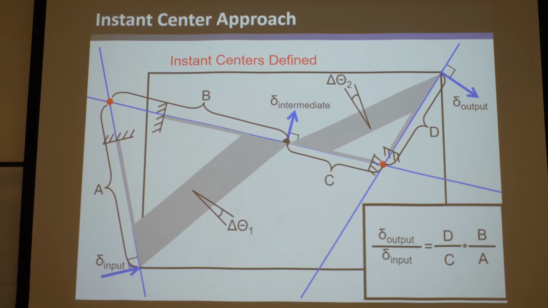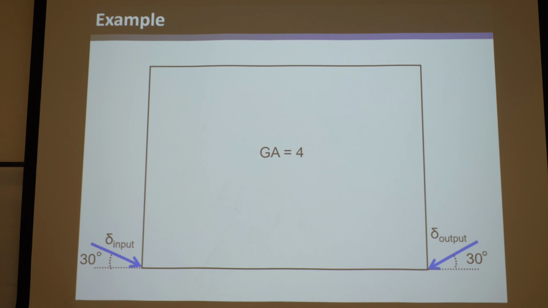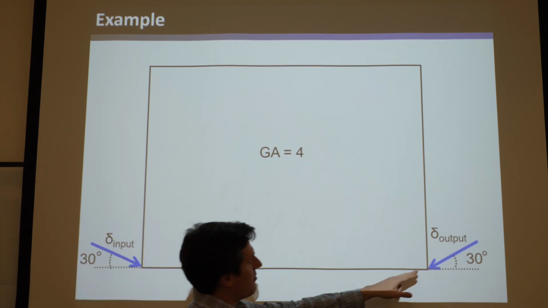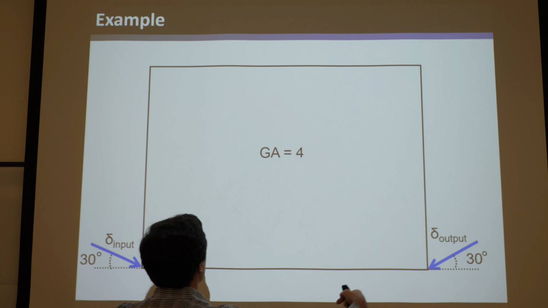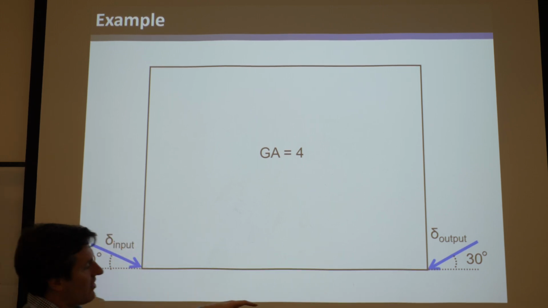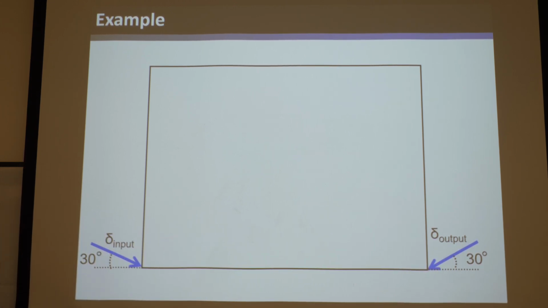If the direction you picked in this step didn't work, flip it and see if it works. All right, so let's try it in another example. Say this is 30 degrees and you want some input, this is 30 degrees and you want some output, and they're going in different directions. And you have a geometric advantage of 4. That means if you put 1 in here, you'll get 4 out here, displacement-wise.